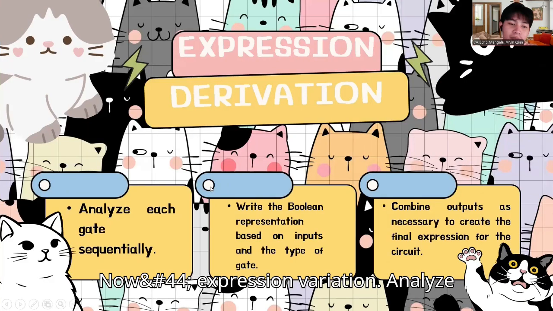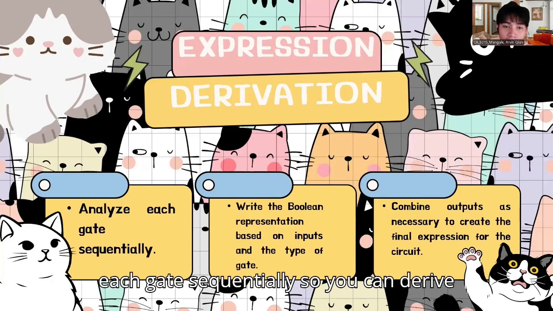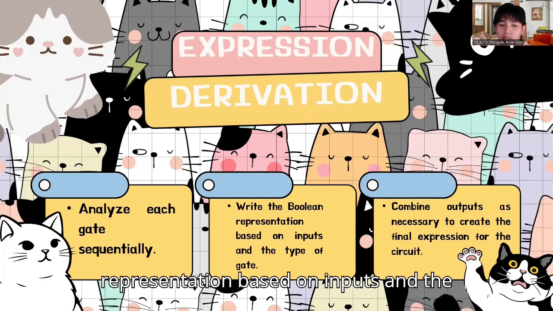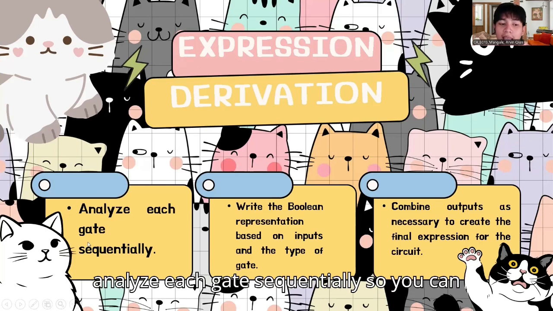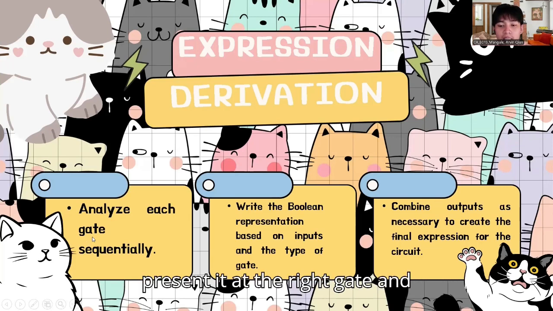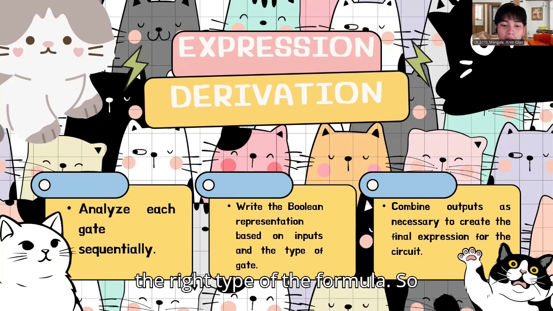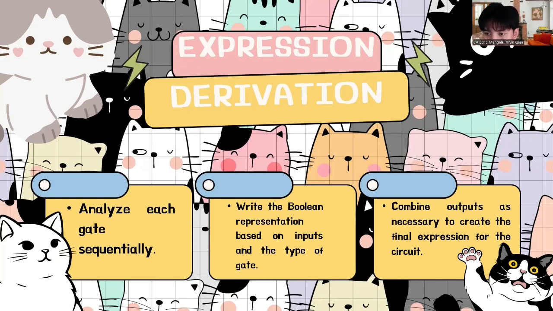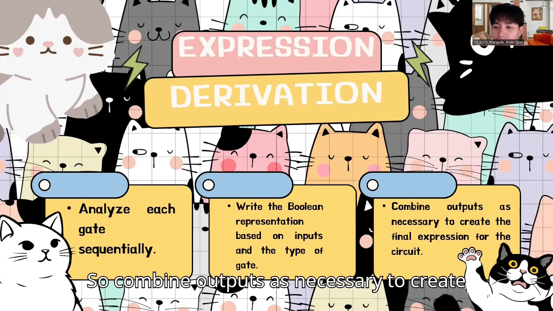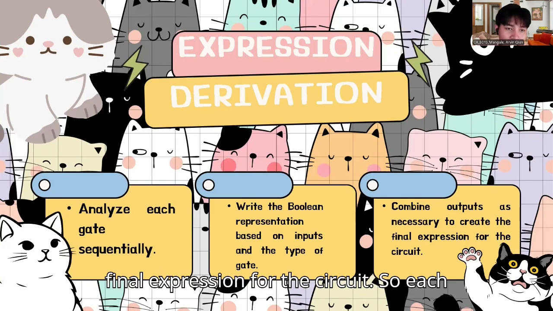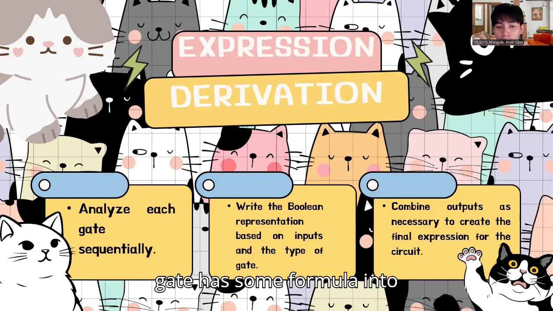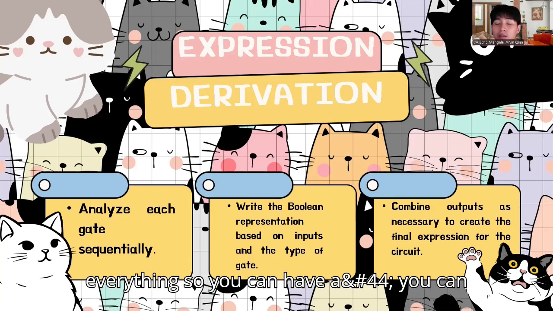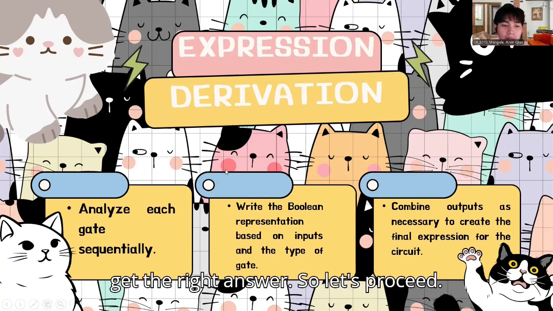Now, expression derivation. Analyze each gate sequentially. So you can derive each of the gates and write down the right formula for it. Write the Boolean representation based on inputs and the type of gate. So this is what you call analyzing each gate sequentially. Then combine outputs as necessary to create the final expression for the circuit. Each gate has some formula into it, so you have to derive each and everything so you can get the right answer. So let's proceed.